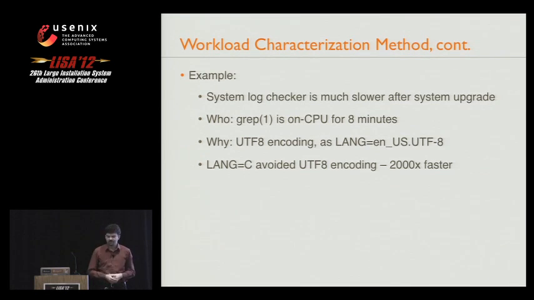Why are you doing this? It was doing UTF-8 encoding because LANG was set to en_US.UTF-8. And setting LANG=C made it 2,000 times faster. So I didn't need to go down to the resulting details of performance. It's just the high level. What is being asked of the system? What is the input provided? The input in this case was grep was spending all its time doing UTF-8 encoding when it didn't need to. It was just grepping a log file for the word alert.